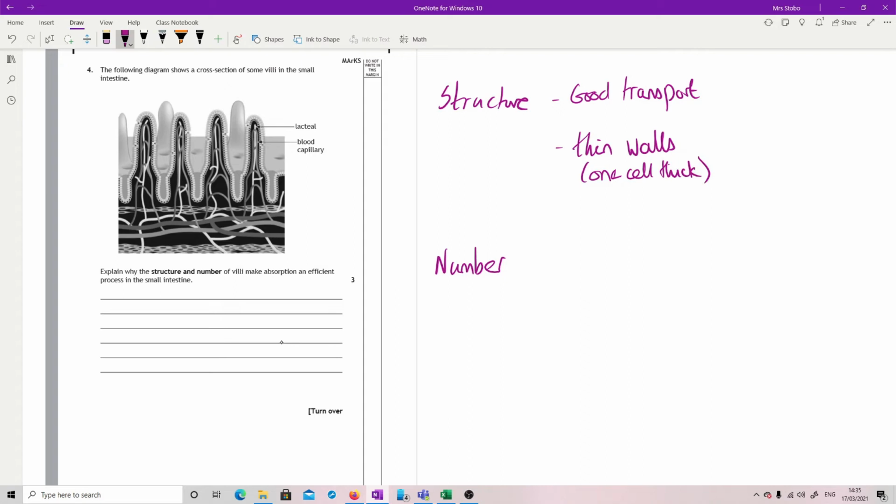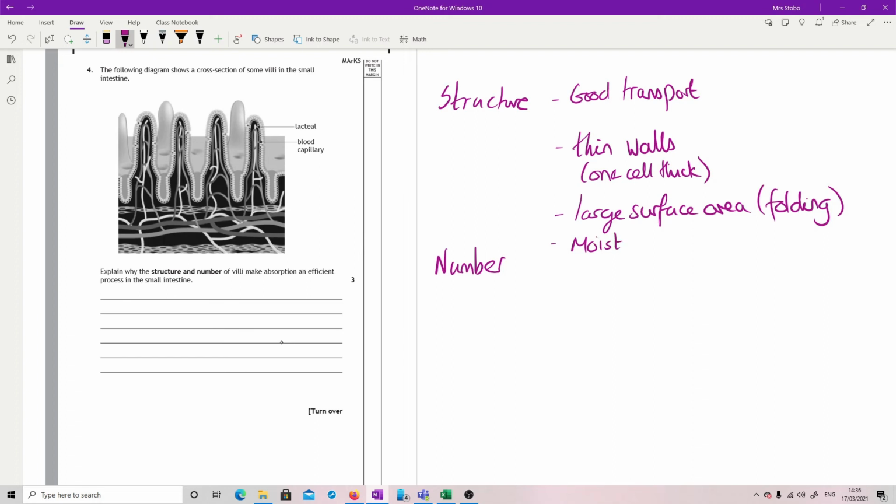And we could have that they have a large surface area, which is all to do with the folding. So the more folding you have, the larger the surface area, making it easier for things to pass through. And the other kind of structural thing you could say is that they are moist. And that just means that you can actually set up your concentration gradients.